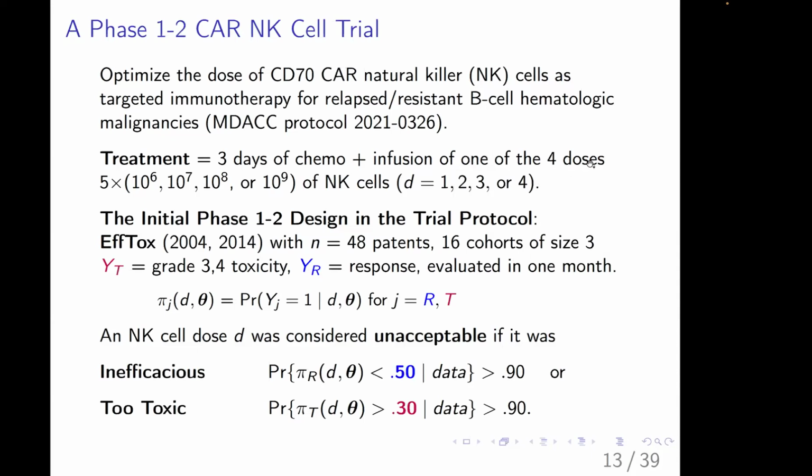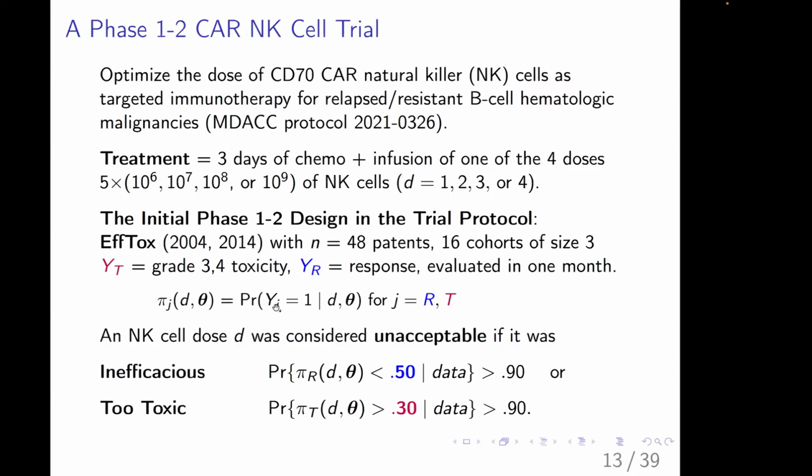So initially when they came to me, I just cooked up an FTOX design. So the idea was to treat up to 48 patients, have 16 cohorts of size 3 each. Toxicity is the indicator of grade 3 or 4 toxicity, meaning severe or life-threatening. Response was evaluated in 1 month. And a little notation, pi sub j of d, theta. Theta is the model parameter, d is the dose, and j is either r or t.